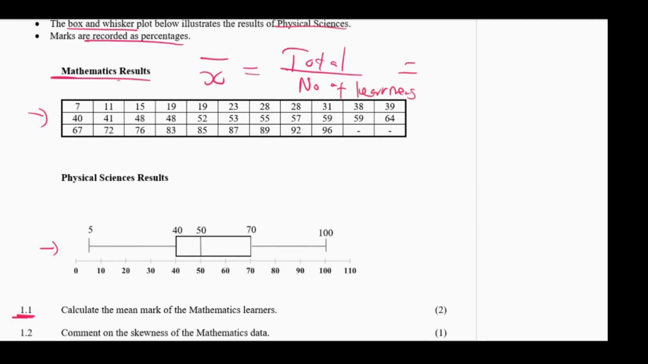So we're going to add all the numbers: 7 plus 11 plus 15, all the way up to 96, which is the last. You add all the numbers that exist in this table, and you divide by the number of learners, which is 31, and your mean should be 51. So that is the mean for maths.